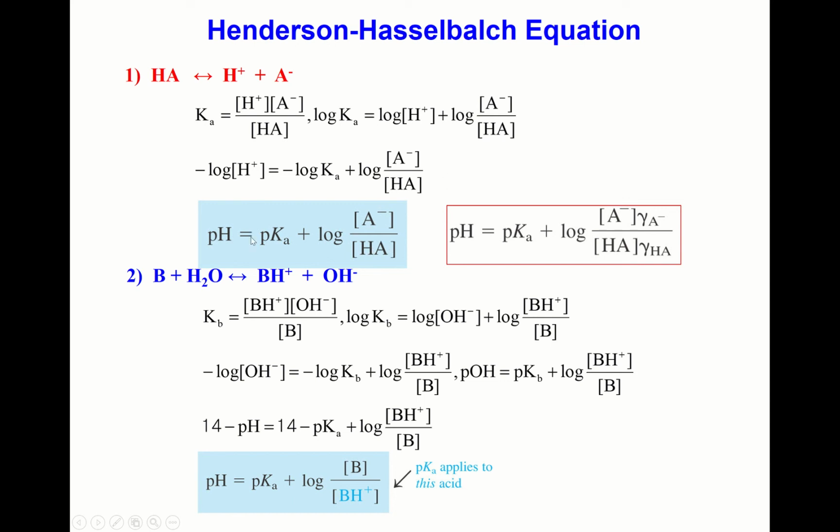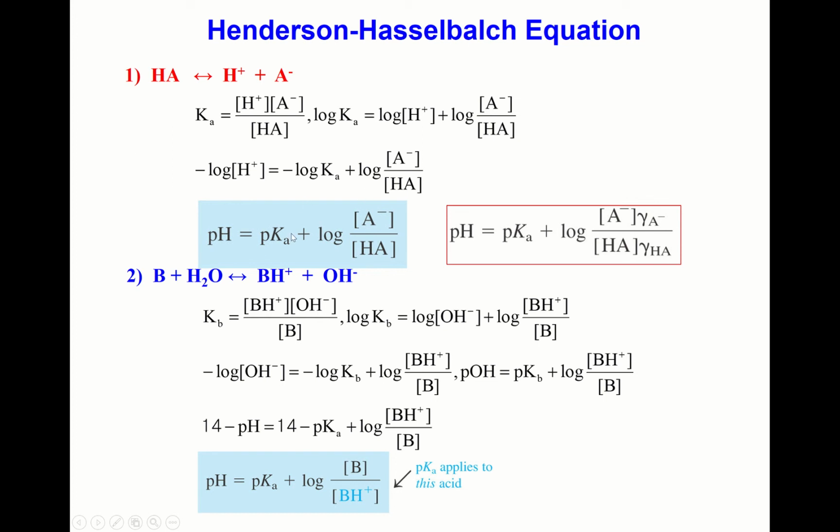So pH equals pKa plus log of A minus over HA. Or using activity coefficients, you can write it this way. Here you rearrange and change the position of these two. This is the Henderson-Hasselbalch equation for a weak acid and its conjugate base.